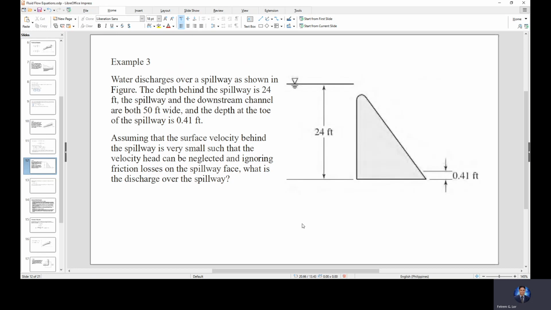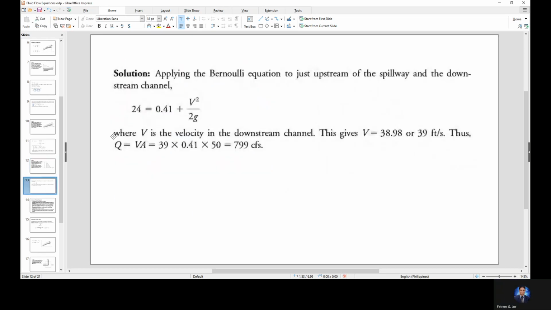Okay, so we can just apply directly the Bernoulli's energy equation. This is point 1, or upstream. This is the total energy upstream. Then this is the total energy downstream. So let me explain why the upstream depth is 24.